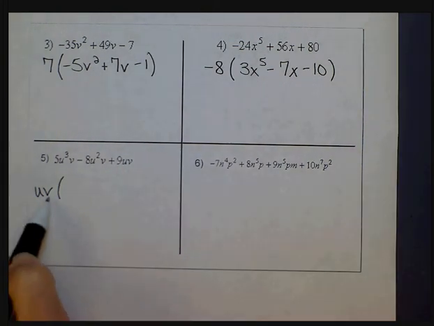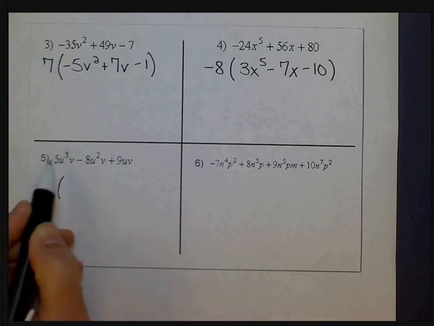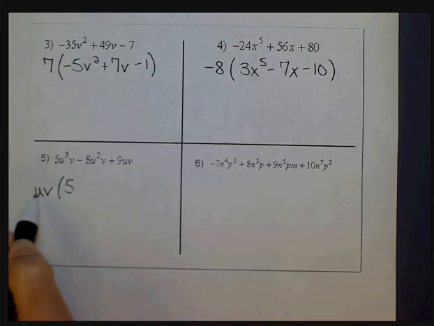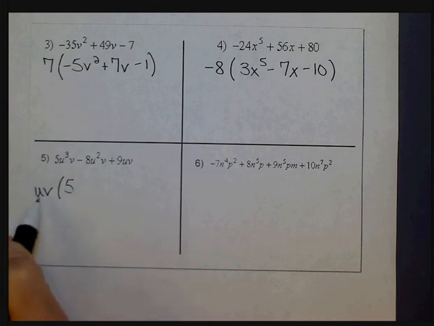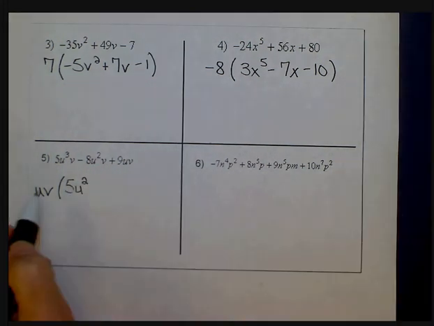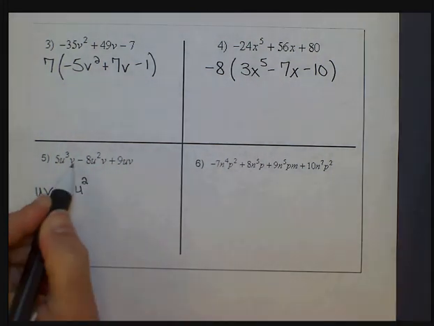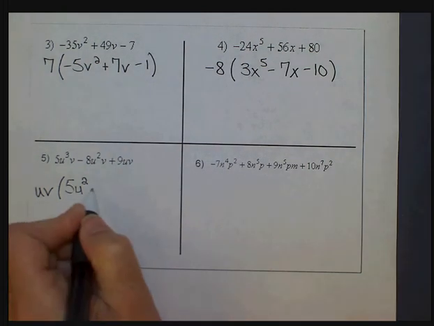So what times uv will give me 5u to the 3rd v? Well, I need 1 times 5 will give me 5. I got u, I need u to the 3rd, and when we multiply like bases, we add the power. So if I have 1, then I need 2 more. And since I have this v here, I don't need any more v's, so this term does not need a v.